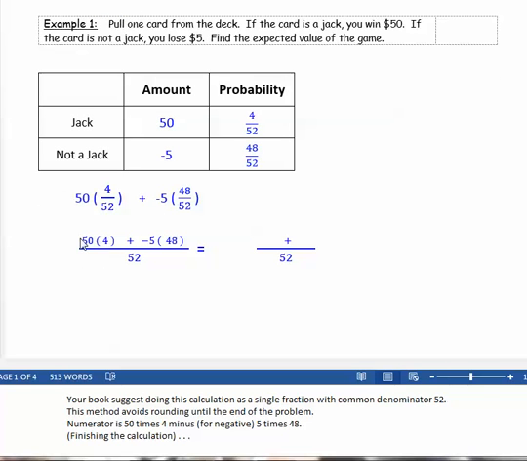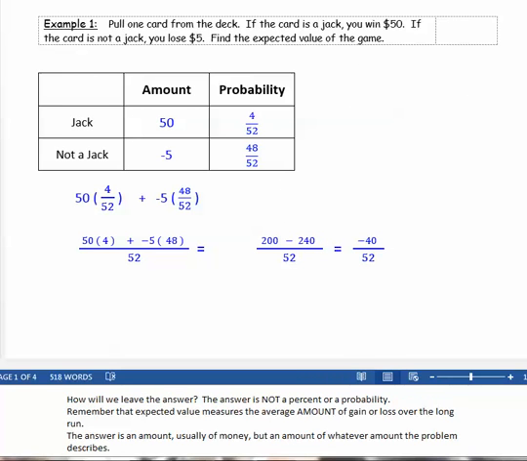So 50 times 4 is 200. Plus, or we could just write this as a minus, since it's negative, 5 times 48 is 240. 200 minus 240 is -40. So far we are at -40 over 52. How will we leave that answer?